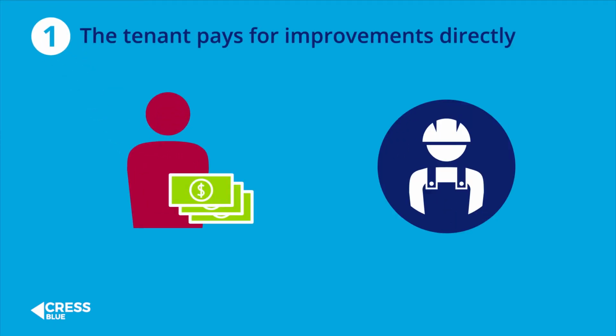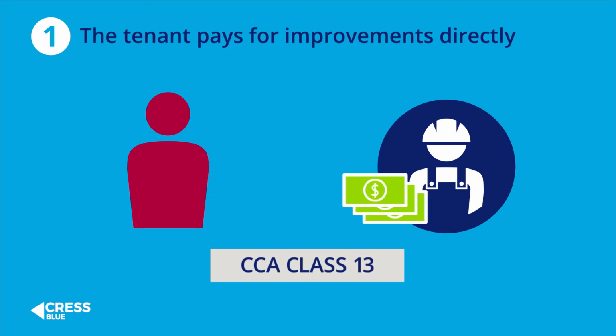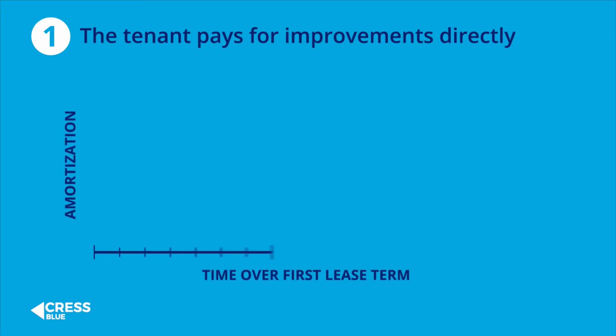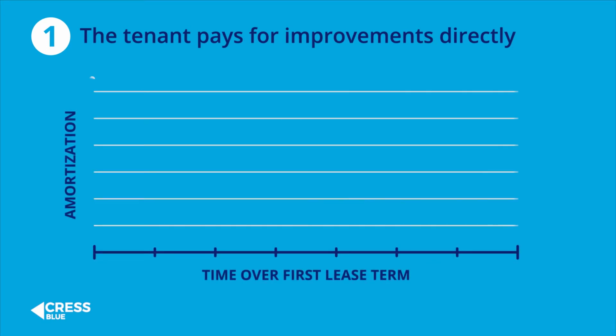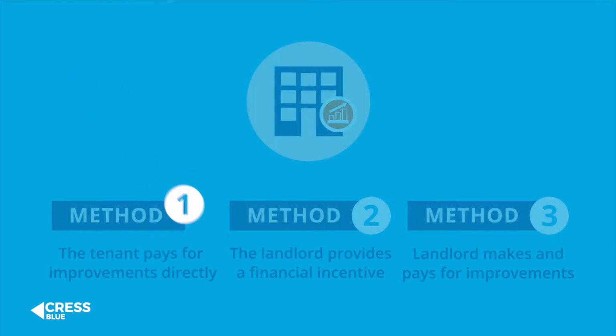When the tenant pays directly for the improvements, those improvements are categorized as CCA Class 13 on a Canadian corporate tax return. They fall under the half-year rule and are amortized using the straight-line method. Therefore, the costs are expensed equally in each period over the first term of the lease.